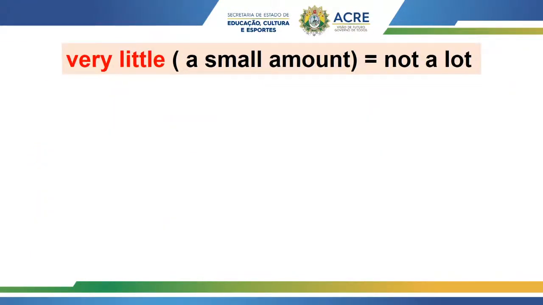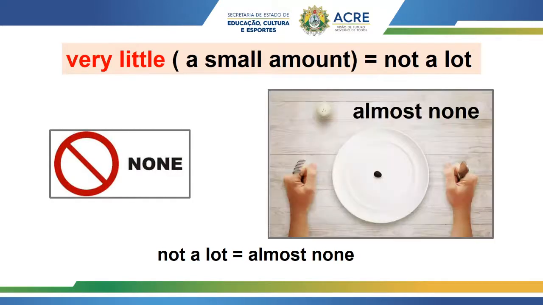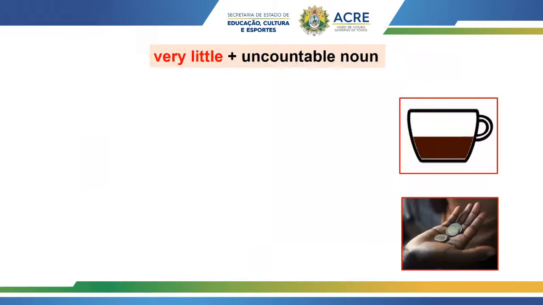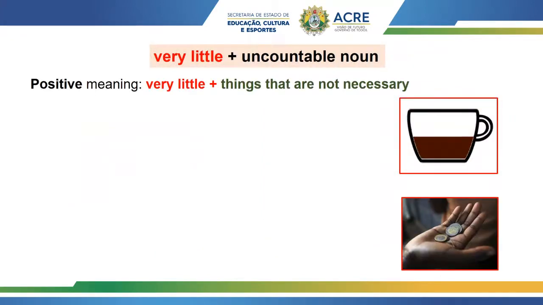Very little is equal to not a lot. Not a lot is equal to almost none. None, almost none. Very little plus uncountable noun. It can have positive or negative meaning.